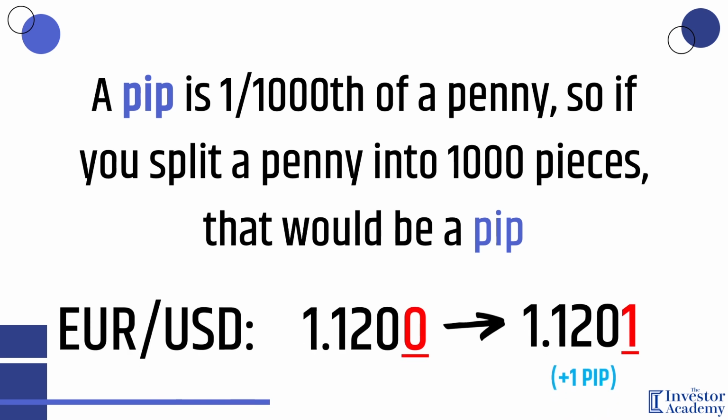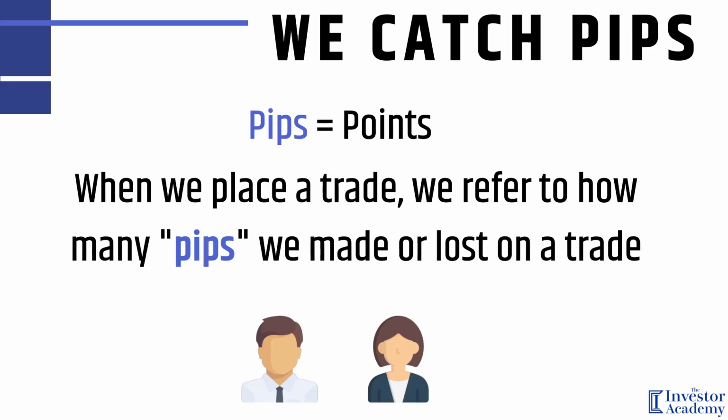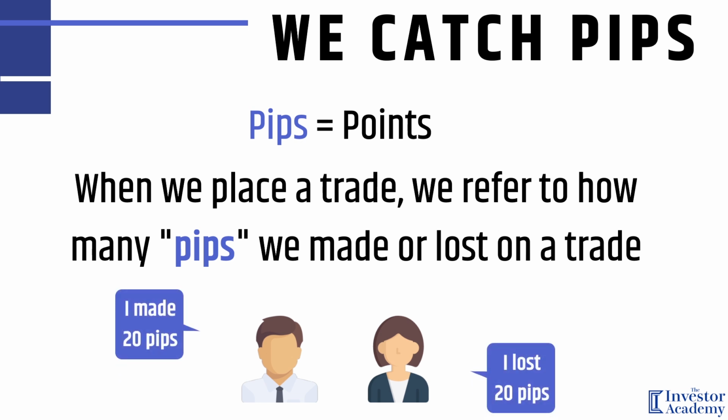So if the exchange rate of Euro USD moves up by just 1/1000th of a penny, that would mean it moved up 1 pip. And remember, this exchange rate is constantly fluctuating, so just imagine how many pips each currency pair is moving every day. And this is important because these pips are going to be like points to you. So when we place a trade, we always refer to how many pips we made or lost on a trade. So once you start hopping in the live trade room and start going through the discussion group, you'll hear or read, I made 20 pips on that trade, or I lost 20 pips on that trade.